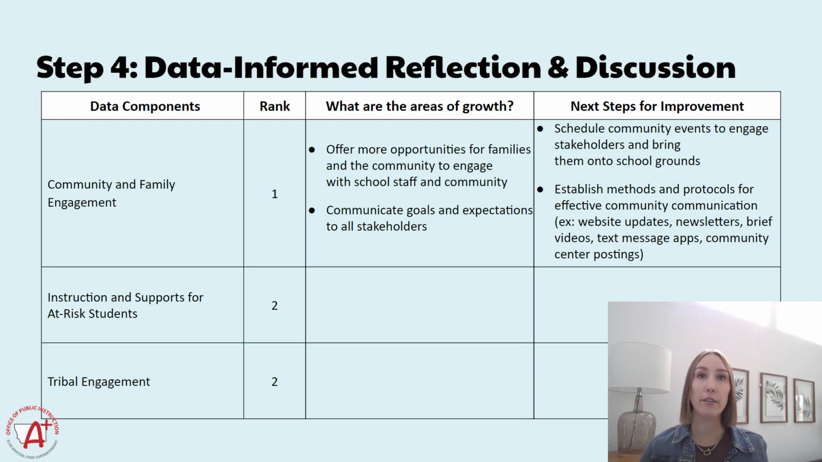Here's an example of a row for step 4. In this case, the individual has ranked the CNA data component of community and family engagement as their school's first priority and identified 2 areas of growth as the frequency for opportunities for families to engage with the school and the level of communication. Their suggested next steps for improvement are scheduling more community events at the school and establishing more effective communication protocols. At this point, the individual would continue ranking and providing ideas for growth and improvement, especially for their top 3 rankings.